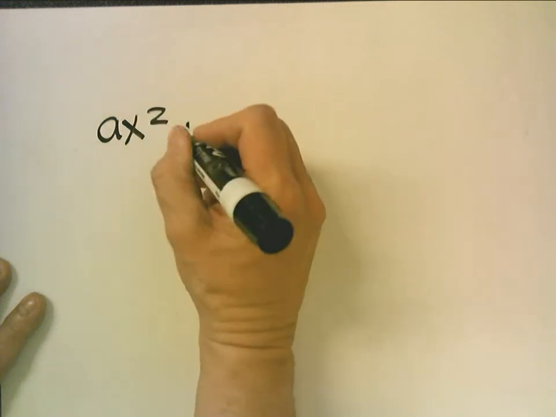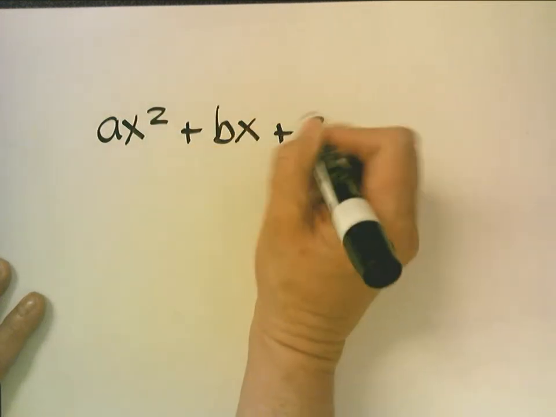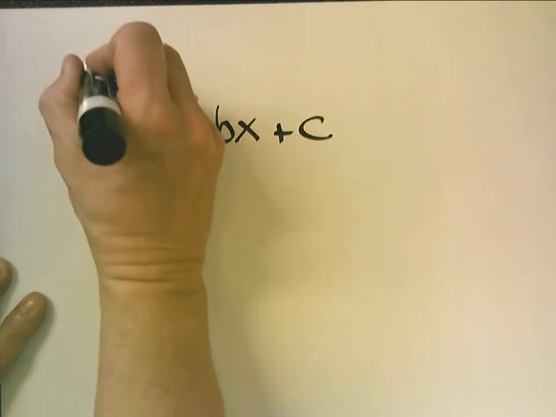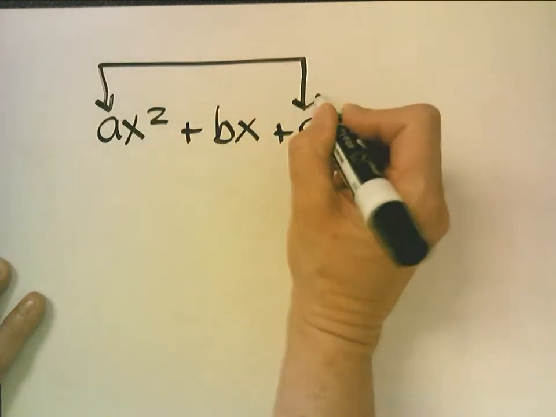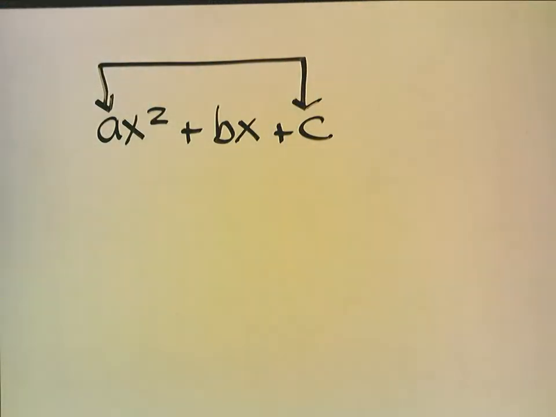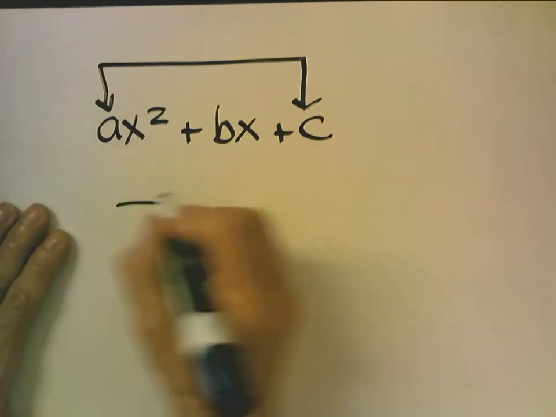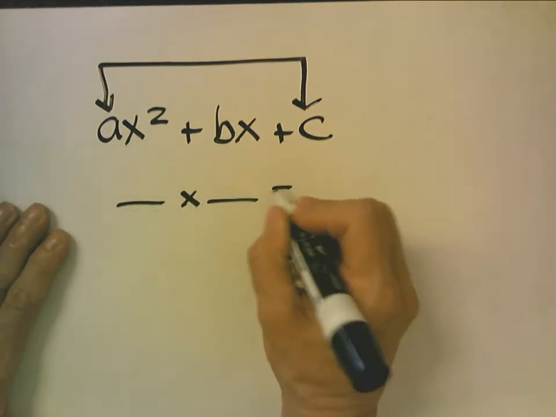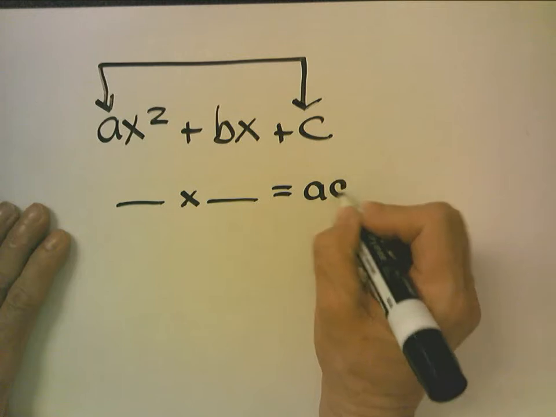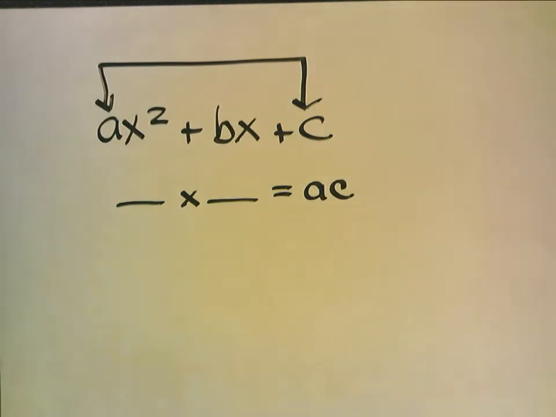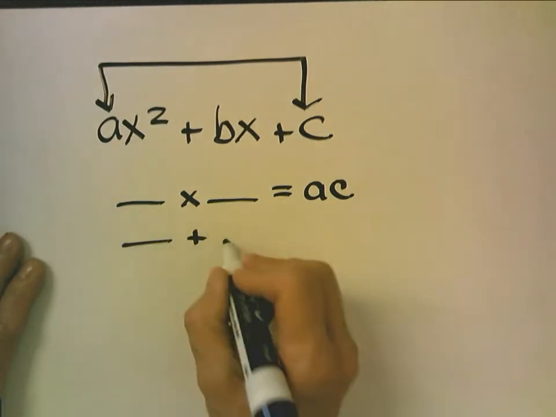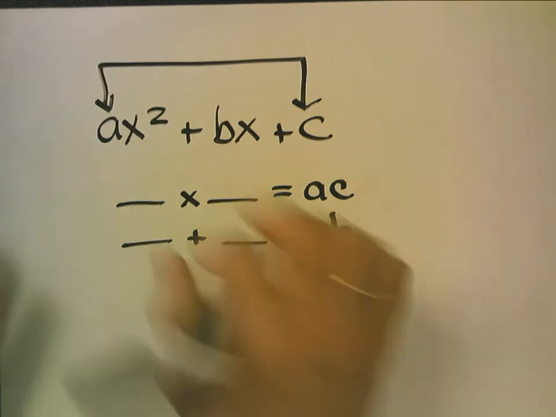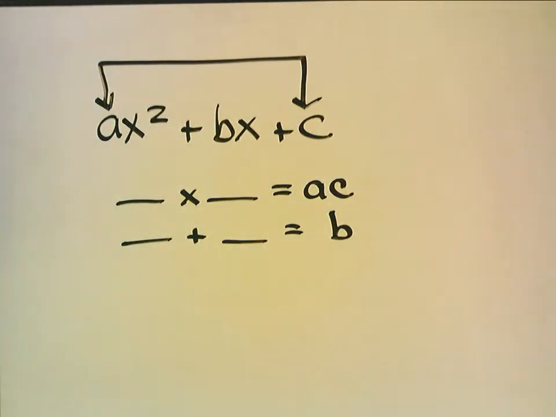Now, it is called the AC method because you look at the coefficient of your square term, which is a, and the constant, which is c. And you try to find magic numbers. Now, you look for 2 numbers that, when multiplied, equal the product of a times c, but when added, equal b, which is the coefficient of the middle term.